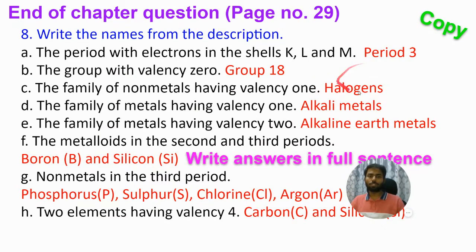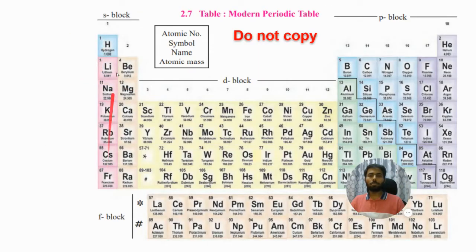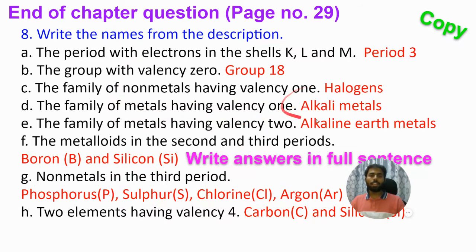halogens. Next, family of metals having valency 1. Now you know the family of non-metals having valency 1. So for metals, basically group number 1. What is group number 1 called? Group number 1 is also called alkali metals.